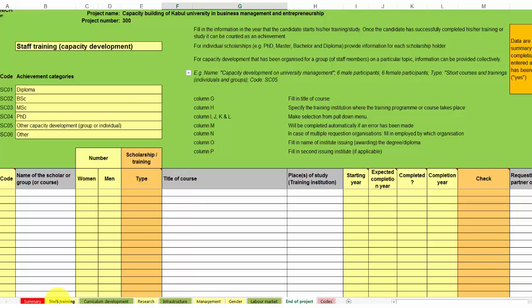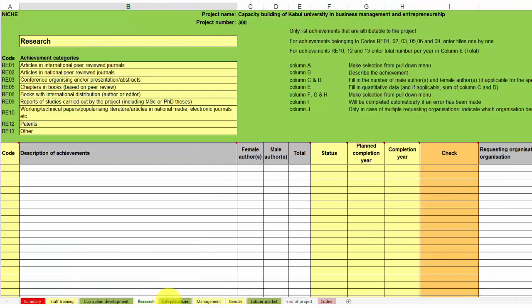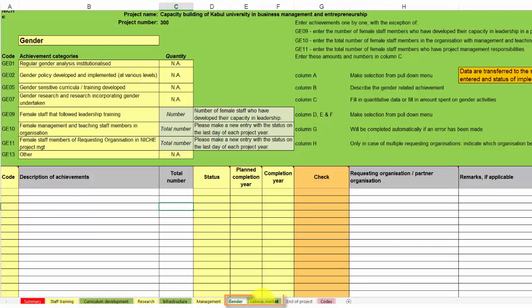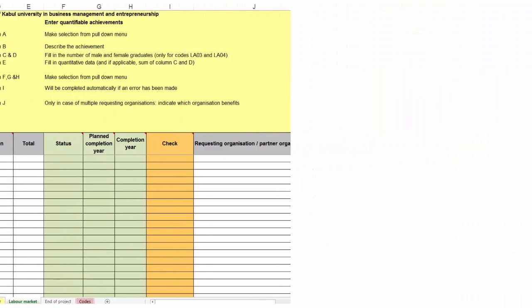Data collected in the sheets staff training, curriculum development, research, infrastructure, and management are the quantitative achievements of the niche program as a whole. And then we have the sheets for gender and labor market, which provide data on these specific cross-cutting themes. Please note, the data in the first 5 sheets can be duplicated in the gender and labor market sheets.